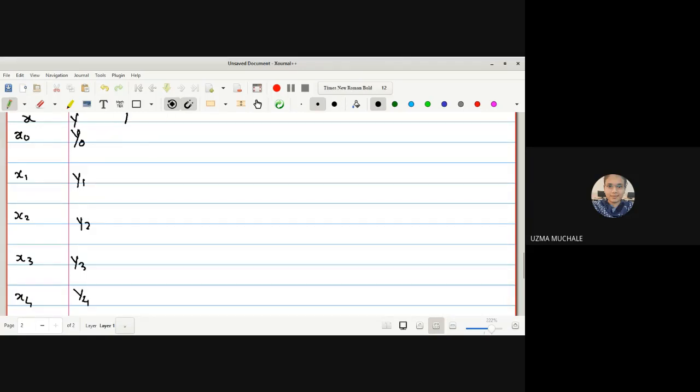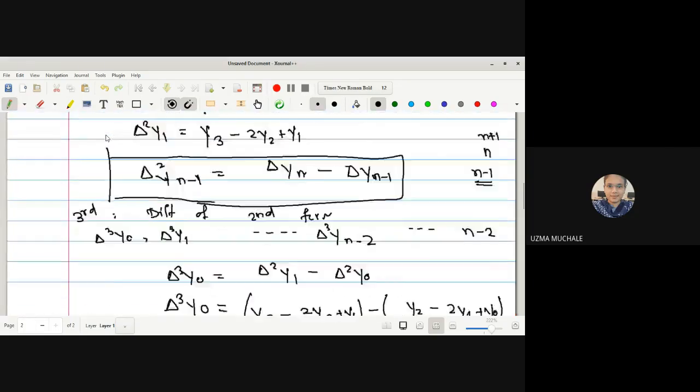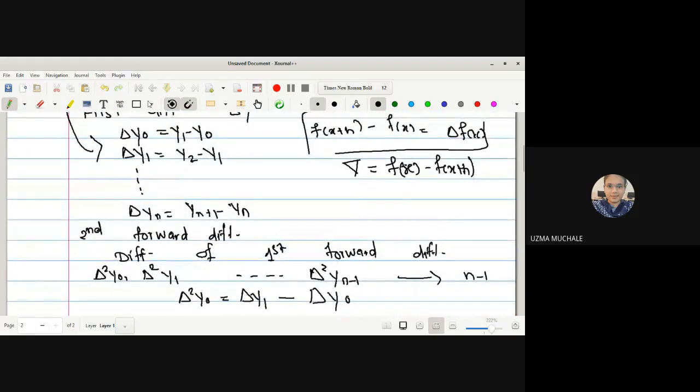What do we have to find out? We have to find out the first forward differences delta y, which is nothing but the difference between these two. y1 minus y naught is nothing but delta y naught. Now in this way, delta y naught is y1 minus y naught.